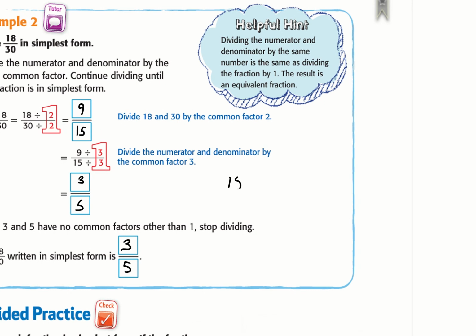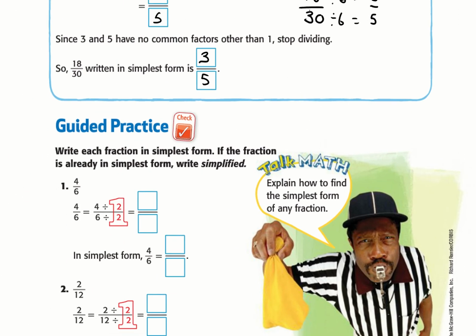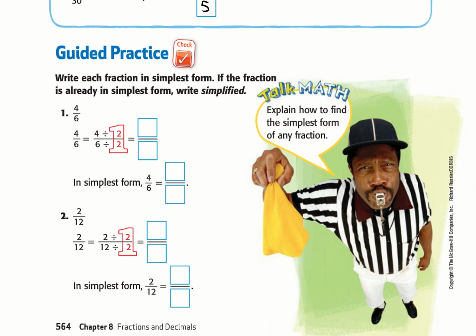Another way, if we used the greatest common factor: the greatest common factor of 18 and 30 is 6. If I divide them both by 6, 18 divided by 6 is 3, and 30 divided by 6 is 5. So you get 3/5. Go ahead and try the guided practice.